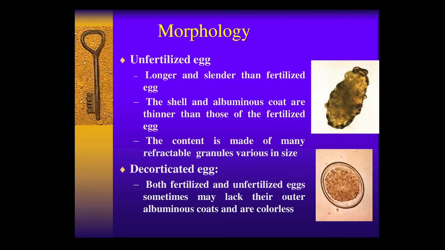There is a new moon shaped clear space at each end inside the shell. The unfertilized egg is long and slender compared to the fertilized egg. It is also brown in color, relatively narrow as well as longer. The shell and albuminous coat are thinner than those of the fertilized egg. The content is made of many refractile granules which vary in size. Next is the decorticated egg. Both fertilized and unfertilized eggs sometimes may lack their outer albuminous coat and are colorless.